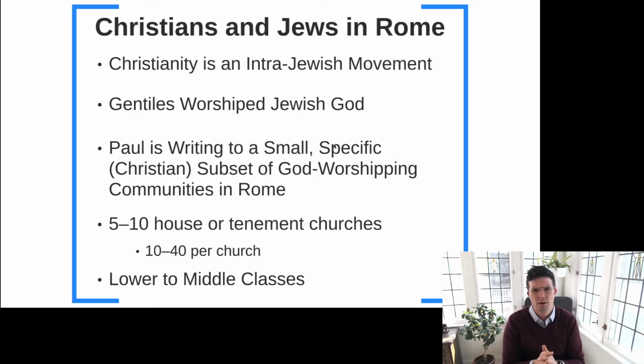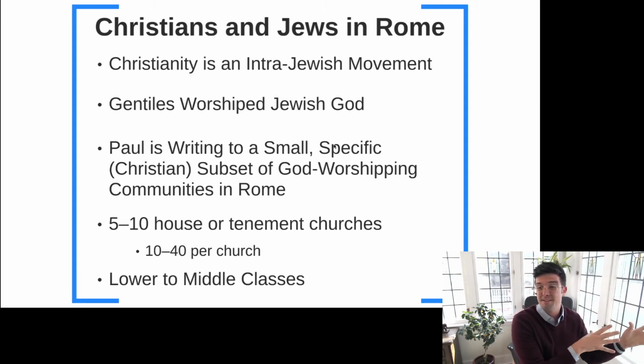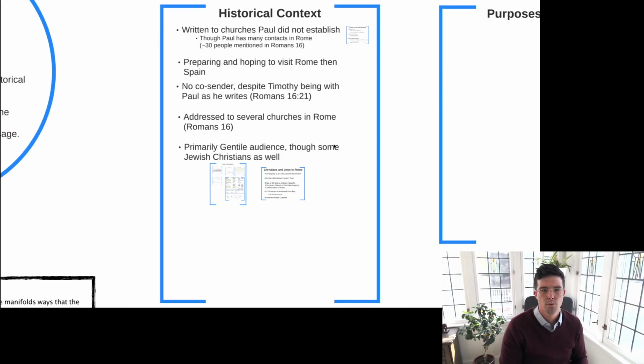And so, as I said earlier, we're probably talking about 5 to 10 house tenement churches with about 10 to 40 people per church. On the high end, we're talking Paul is addressing about 400 people in his audience of Romans. On the lower end, if we have 5 house churches with 10 people, we're only talking 50 people. It's probably closer to the middle of that range or the higher end. And again, based on the demographic information we pull from these names and titles, it appears that Paul is addressing lower to middle class groups in Rome.